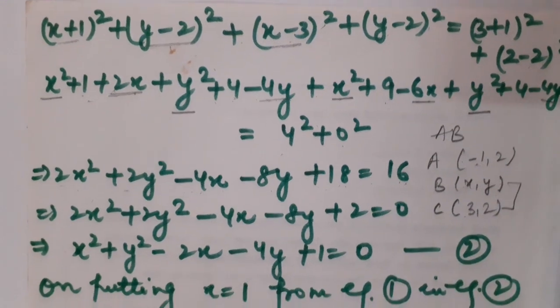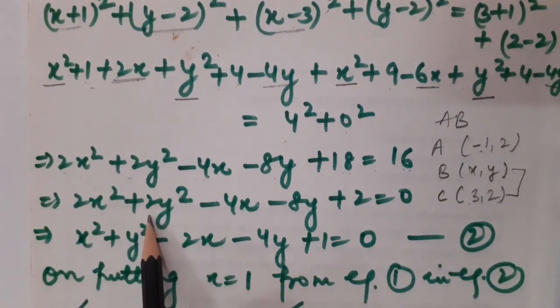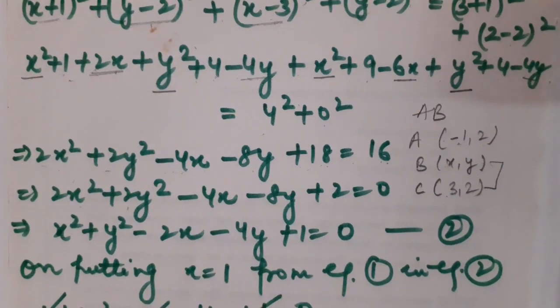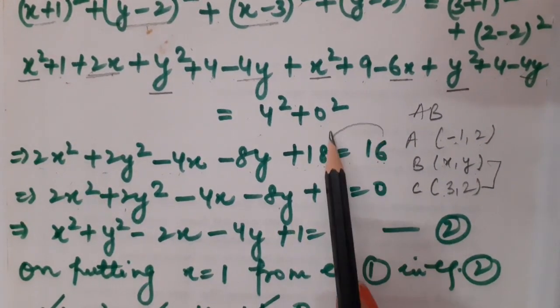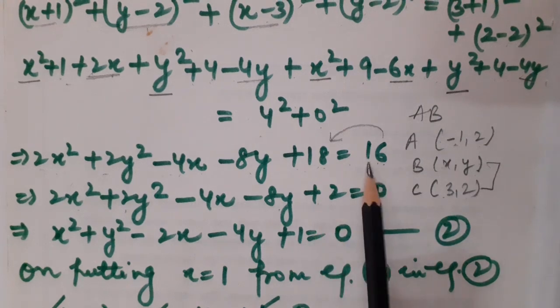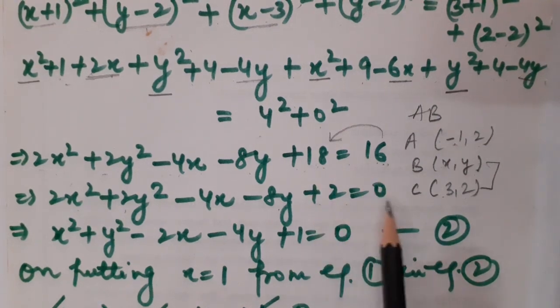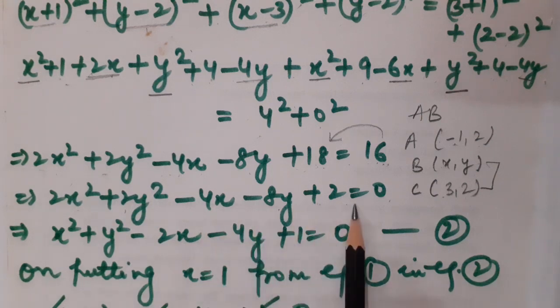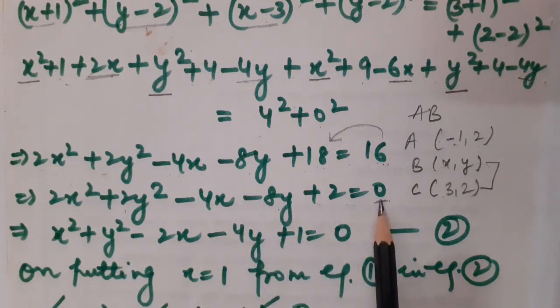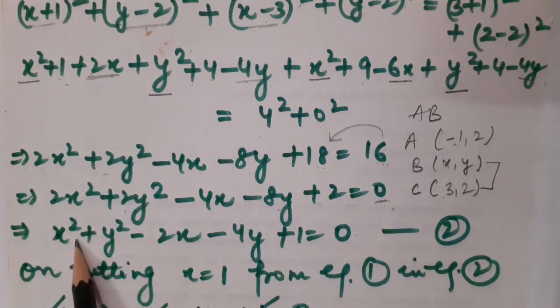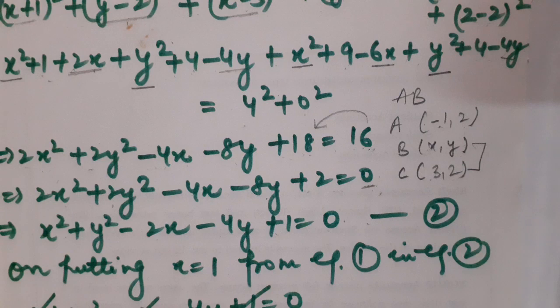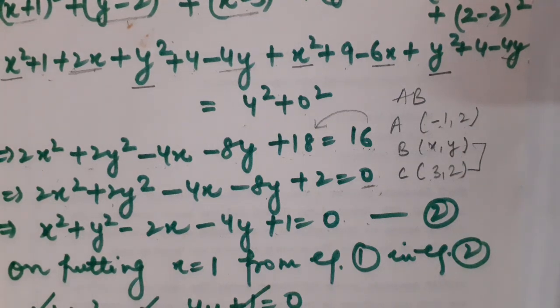Okay. Now this is 2x square plus 2y square minus 4x minus 8y, and this I am bringing on the left hand side. So it would be minus 16 plus 18, that is plus 2, is equal to 0. Taking 2 common, so that 2 will definitely be divided here with 0. 0 divided by 2 will give you 0. So this is x square plus y square minus 2x minus 4y plus 1 is equal to 0. Now children, we got the value of x as 1 when we applied the distance formula.